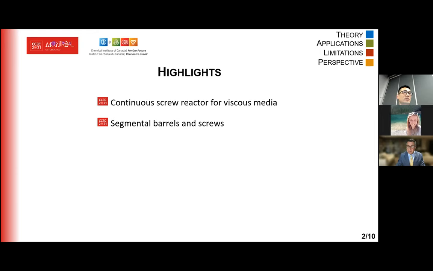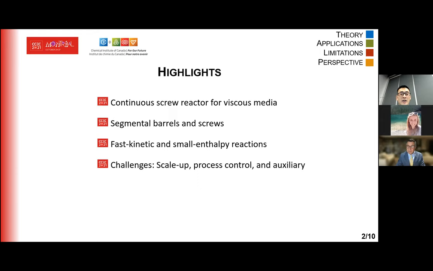The extruder is suitable for reactions with faster kinetics and smaller enthalpy. Currently, the major technical challenges of reactive extrusion are process scale-up, process control, and the design of auxiliary equipment. In traditional extrusion, rheology models are of interest, but in reactive extrusion we care more about reaction kinetics models. In the following slides, I'm going to introduce more details about reactive extrusion.